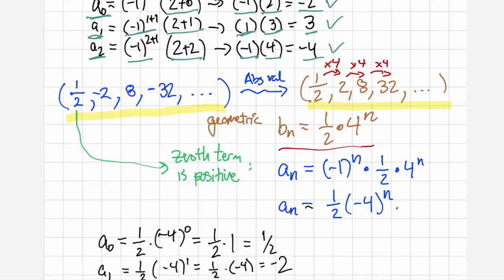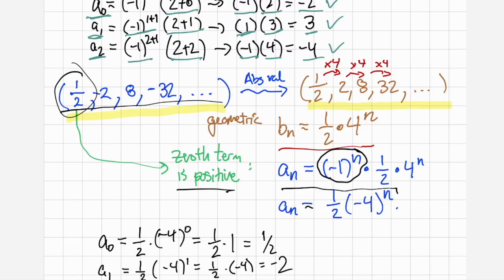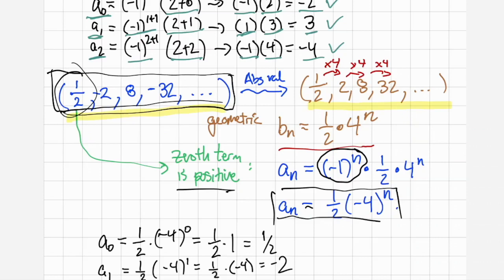Now we need to account for the positive and negative signs. We look and we see that the 0th term is positive, and so what we have to do is take our formula for the absolute value function and multiply by negative 1 to the n. If we simplify this expression, we can see that a sub n can also be written as 1/2 times negative 4 to the n, which is telling us that maybe we could have recognized this sequence as a sequence that starts off with an initial term 1/2, and has a common ratio of -4.